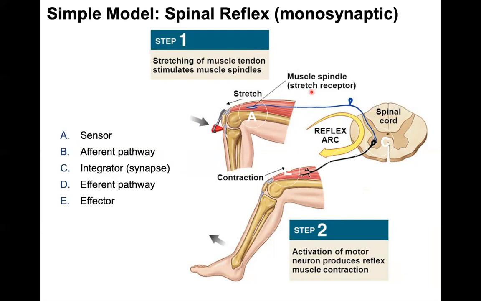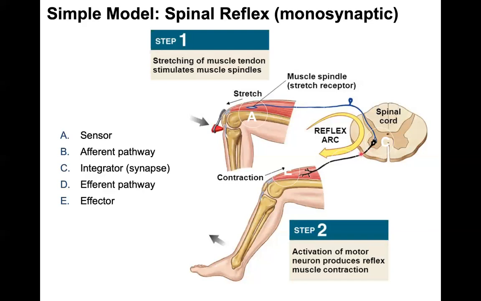This stretch receptor sends information along this sensory neuron. Notice it's a pseudo-unipolar neuron into this synapse along an afferent pathway. So it sends a message into the spinal cord where the synapse is. Notice that we're in the gray matter of the spinal cord because it's the cell body of this neuron right here. So these synapses will be occurring in gray matter.